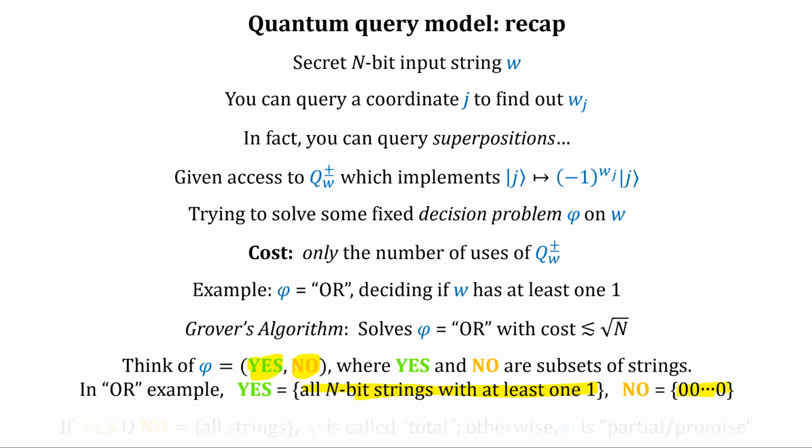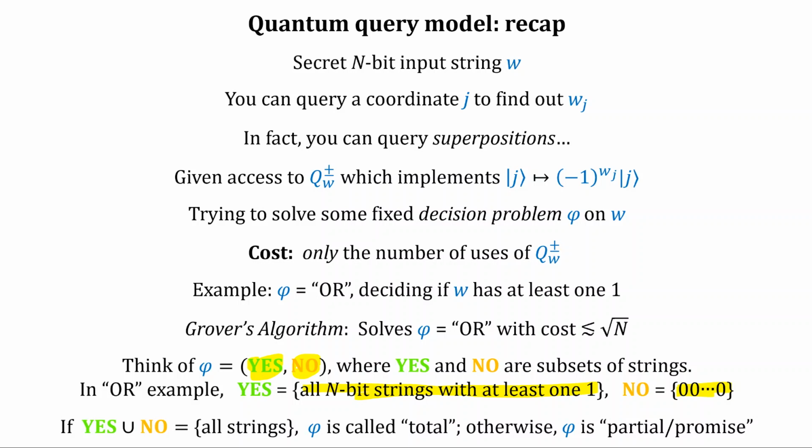Okay, and in general, it doesn't have to be the case that all the strings in yes and no make up all the strings. If that happens, then phi is called a total function. Otherwise, it's called a partial problem or a promise problem. Okay, so that's the quantum query model, and we're going to now show some lower bounds, show some negative results about how efficiently even quantum algorithms can solve some of these query problems.